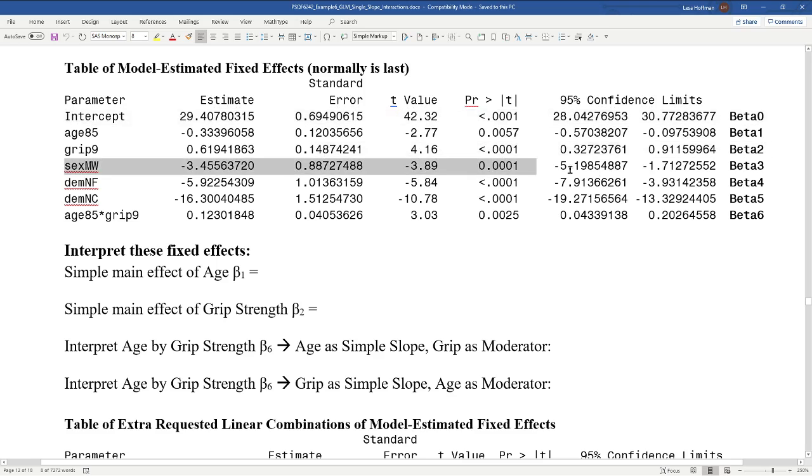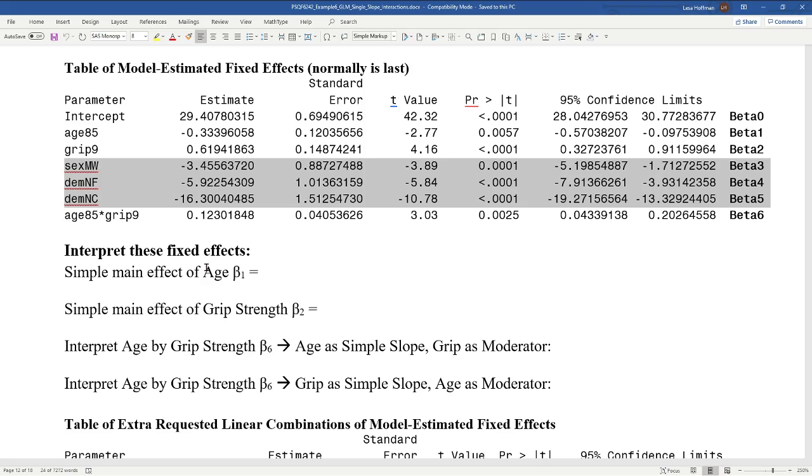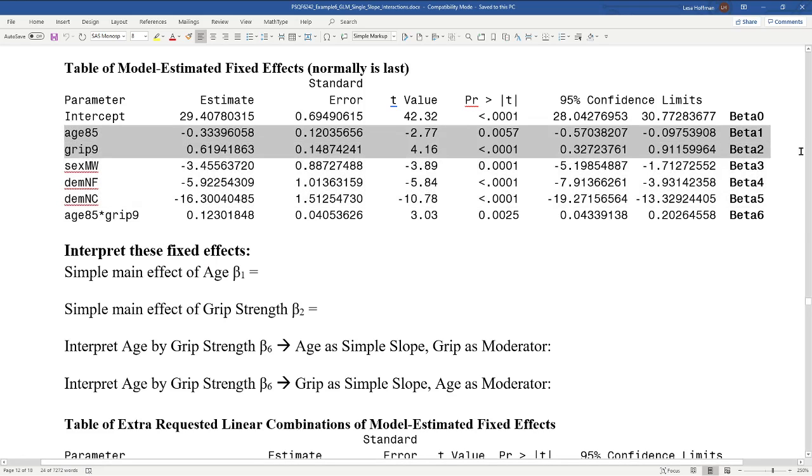The effects of gender and dementia are marginal because they are not part of any interaction terms. So the gender difference is unconditional. It's for everybody. Likewise, the dementia group differences given here are unconditional for everybody. So we can focus on the simple main effects of age and grip strength as well as their interaction.